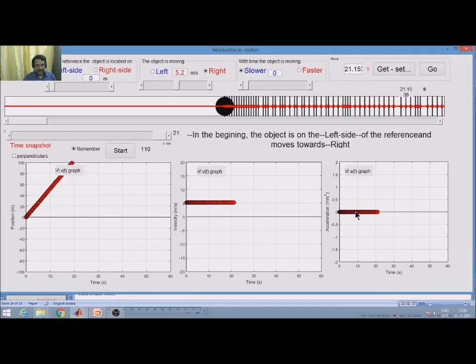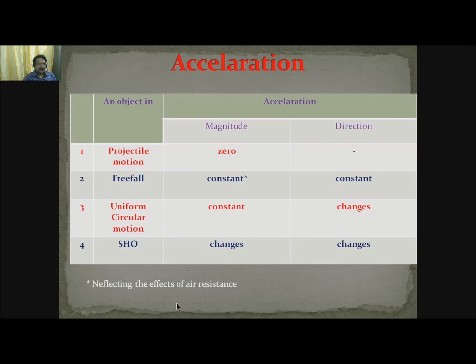So this is the zero acceleration, and velocity is constant, that is 5.2 meter per second, and the object is moving towards the right. In textbooks we find several interesting examples. The example which you have seen is a one-dimensional motion where the object continues to move in only one direction.